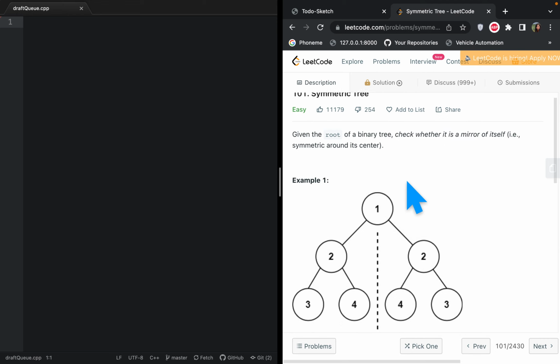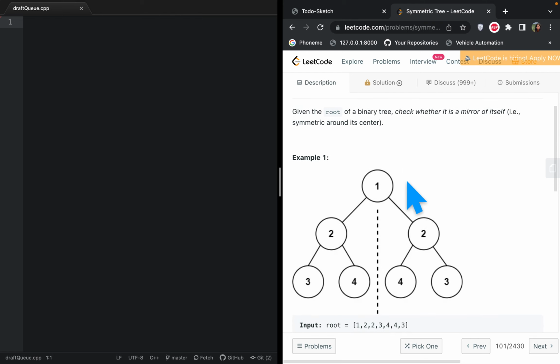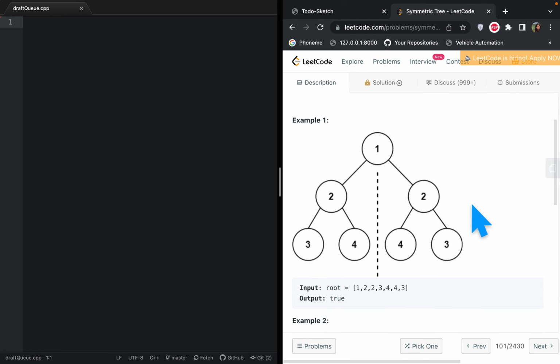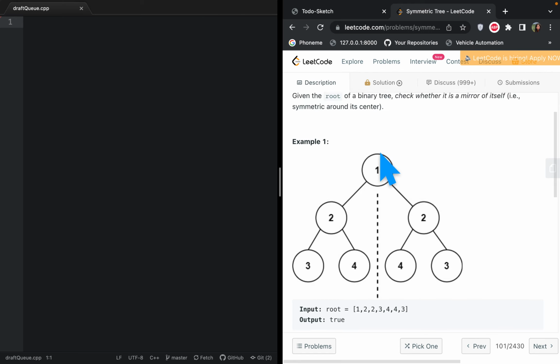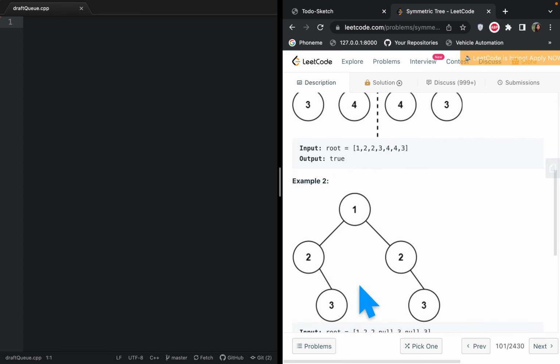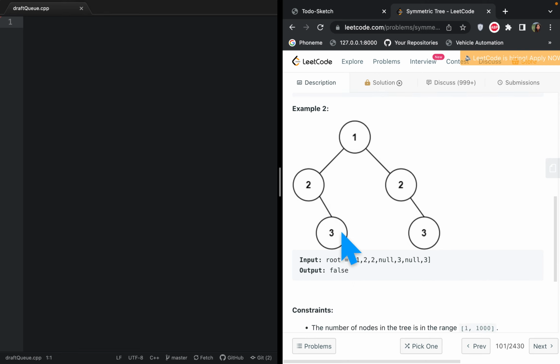For this one, we're going to use the iterative way, which is to put into a data structure, a queue in this case, and you'll see why in a minute. So the symmetric tree, like the examples below, starts from the root 1, and to its left and to its right, 2 and 2, and just keeps going on. This one returns true because it's symmetric. But if it goes only the right side and there's no left node, then we return false.